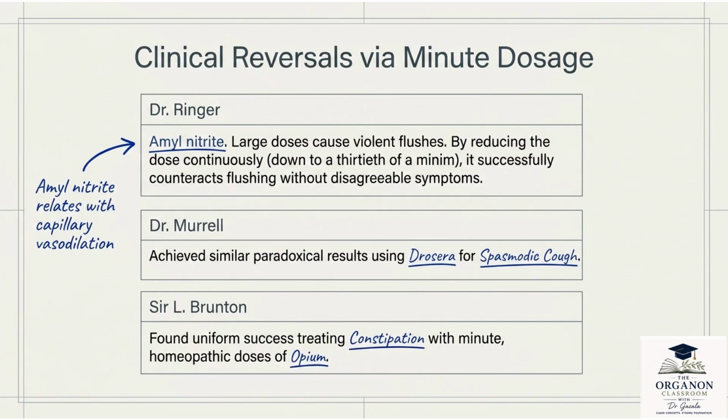Okay. Second, we will see one more example, which is by Dr. Murrell. Okay, and he talks about Drosera over here for spasmodic cough. Drosera drug proving produces irritation of the respiratory tract and violent spasmodic coughing. Yet, when administered in minute doses, it successfully relieved patients suffering from this type of spasmodic cough. Again, this beautifully illustrates, people, the principle of Similia Similibus Curentur.